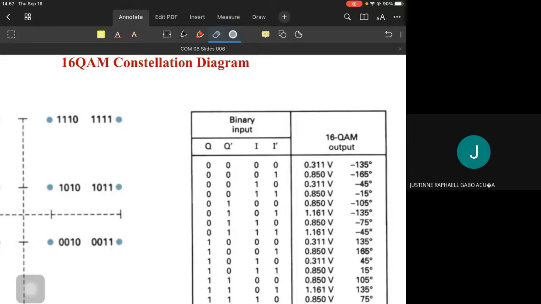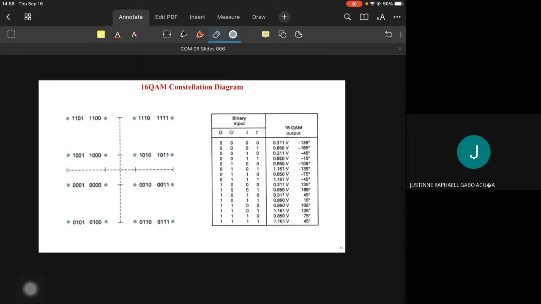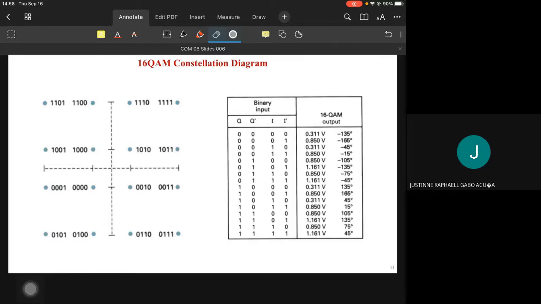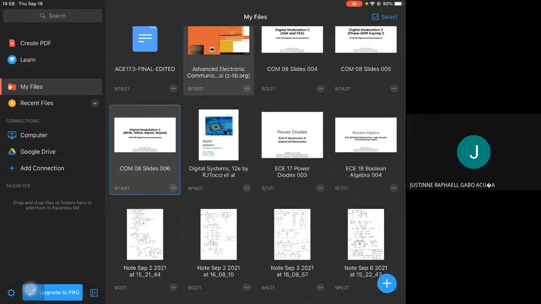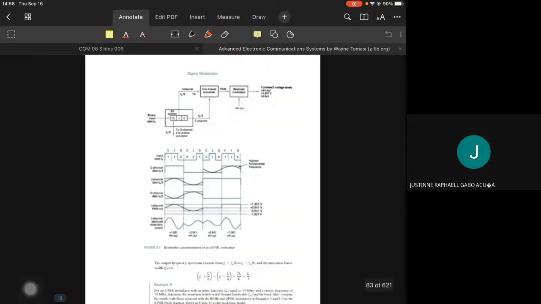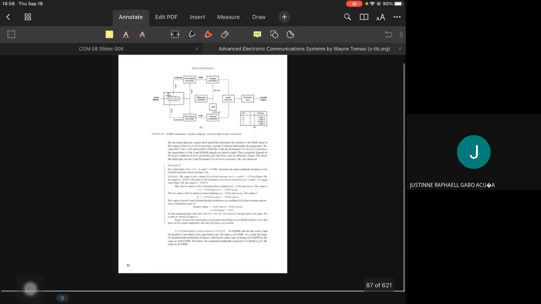Compared with 16 PSK, at least 16 QAM has higher degrees of freedom, a higher range of possible values that can be interpreted as one symbol. Okay? Questions so far? Understood? Okay. Good.